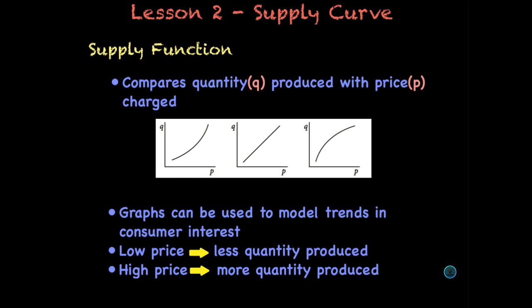Here's our supply function. Again, it can be very different from one graph to the next. It can be a different type of function, anywhere from a quadratic to a linear to a rational function. But basically, our supply function compares our quantity produced or supplied with our price charged. Graphs can be used to model these trends, but in this case, remember, we don't have an inverse relationship like we did with demand. We actually have a direct relationship. A low price will give us less quantity produced. For a higher price, we'll be willing to produce or supply more.